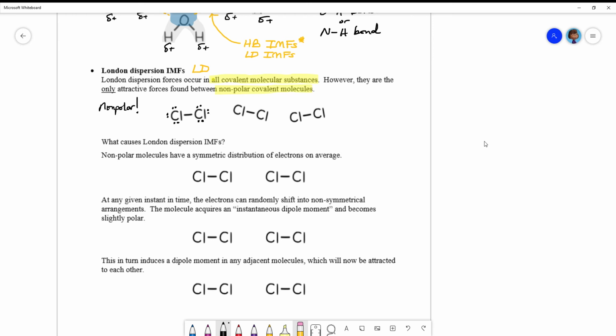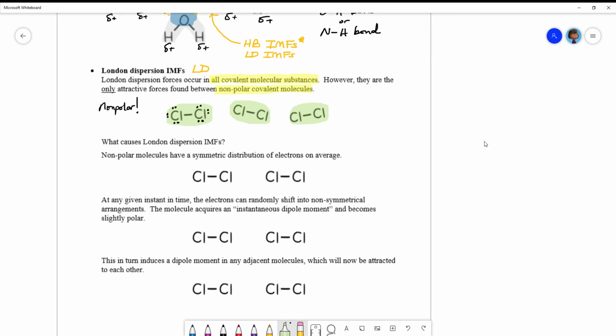It's a nonpolar molecule because both chlorine atoms have the same electronegativity and the bond electrons are being shared equally on average. And so we might imagine that the electron distribution in this molecule is perfectly symmetrical. Let's use a different color here. Perfectly symmetrical on all sides. Over here, same thing. Electron distribution, perfectly symmetrical or even is another word we could use for that. Over here, perfectly symmetrical electron distribution.